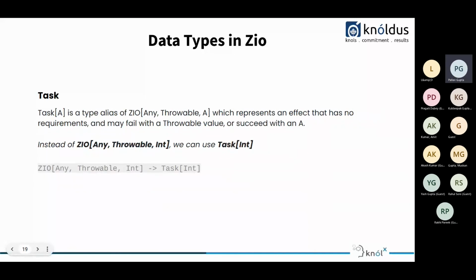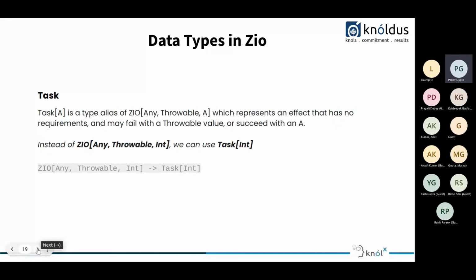Moving forward, Task. An effect that does not require any environment, it may fail with a Throwable or may succeed with a type A. So instead of ZIO of Any Throwable Int, we can directly use Task of Integer. It does not even require Throwable because it is obvious that if we are using Task, it will need a Throwable error type.